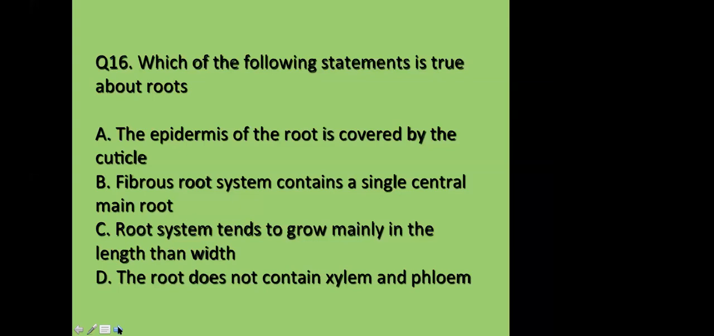A taproot system is a type of system that has a main or a central root that grows deep downwards. That's where the lateral roots grow. But a fibrous root system is a system in which many smaller roots grow with equal size.